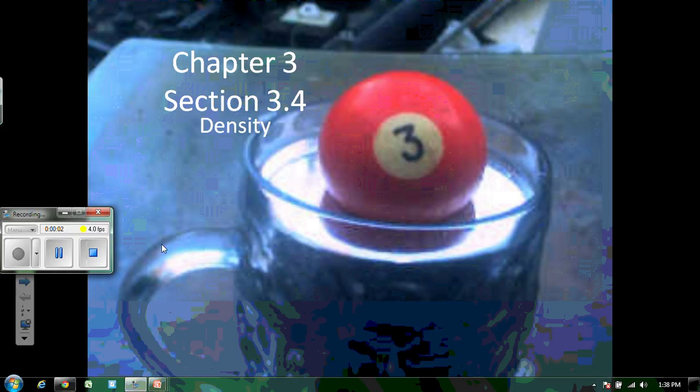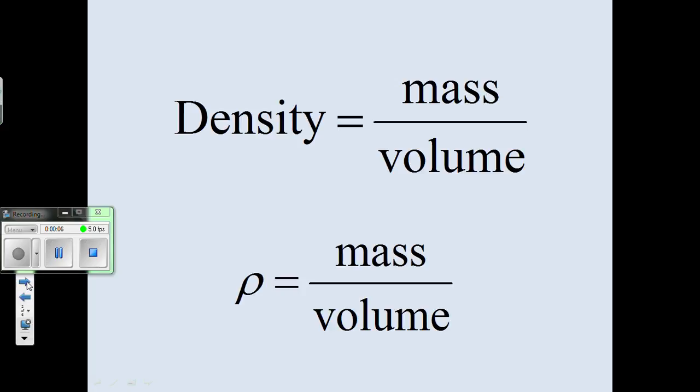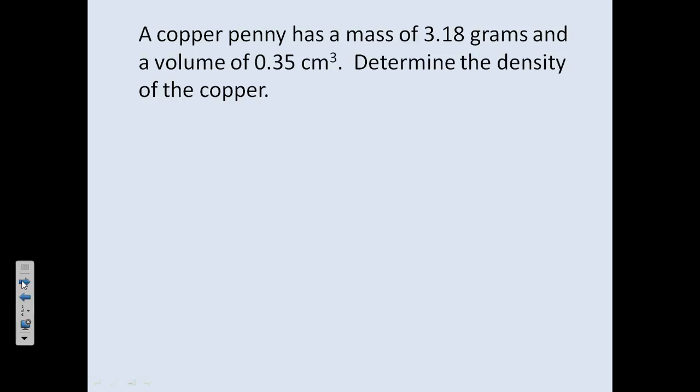Looking at density. So density is defined as the mass over the volume. And you can abbreviate density with this Greek letter, which is the letter rho, and mass over volume. You can also just use a capital D if you prefer. So let's work some problems.